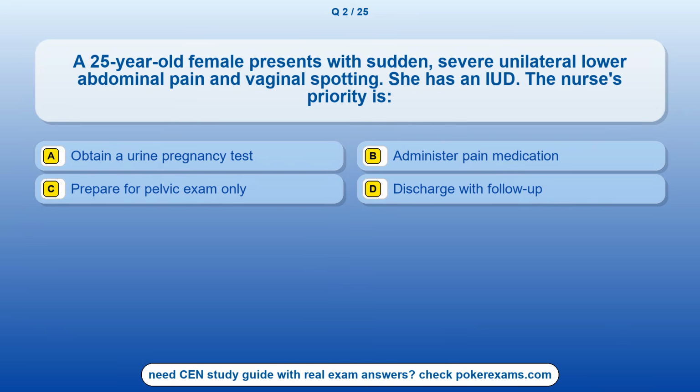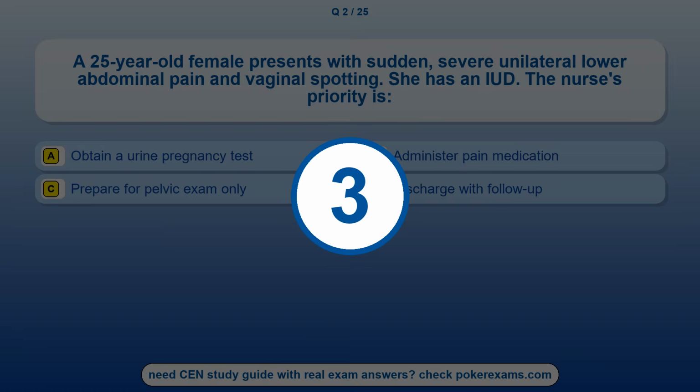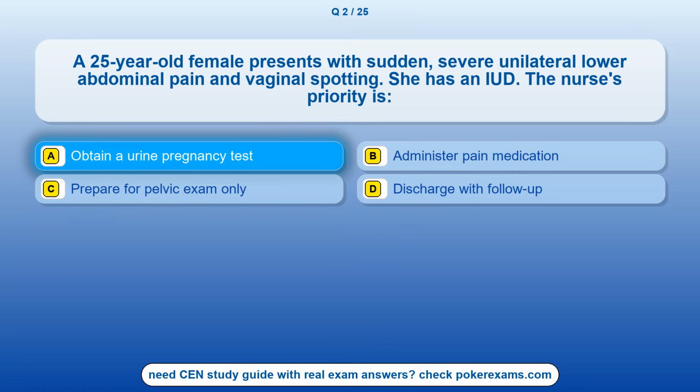Question 2. A 25-year-old female presents with sudden, severe unilateral lower abdominal pain and vaginal spotting. She has an IUD. The nurse's priority is: Option A, obtain a urine pregnancy test. Option B, administer pain medication. Option C, prepare for pelvic exam only. Option D, discharge with follow-up. The correct answer is option A, obtain a urine pregnancy test.